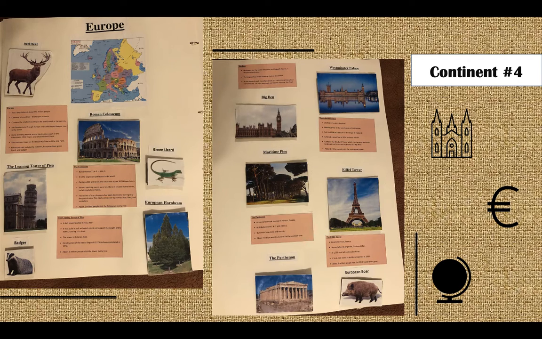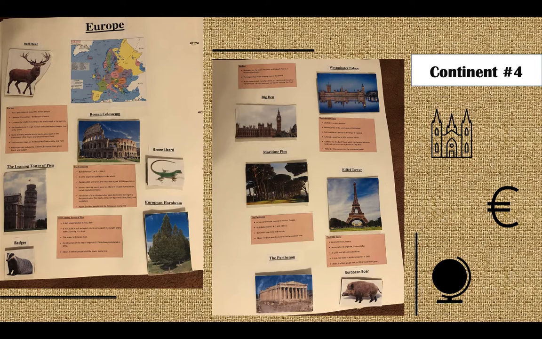And continent number 4 is Europe. And again, this took up 2 pages because Europe especially is home to so many tourist attractions. So as we can see, I included the Roman Colosseum, the Leaning Tower of Pisa, the Westminster Palace, including Big Ben, as well as the Eiffel Tower and the Parthenon, which is in Greece, of course. So again, the text sections all include different interesting facts about each landmark. And just, for example, they would include when it was built, why it was built, how many visitors it receives, and just interesting facts like that.